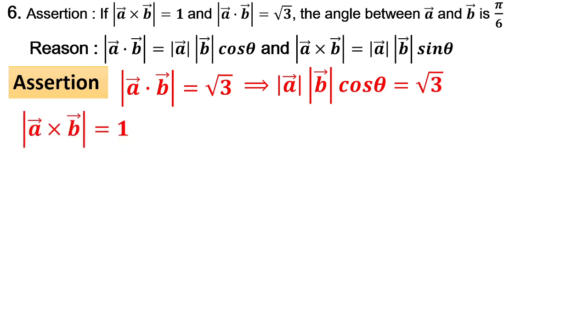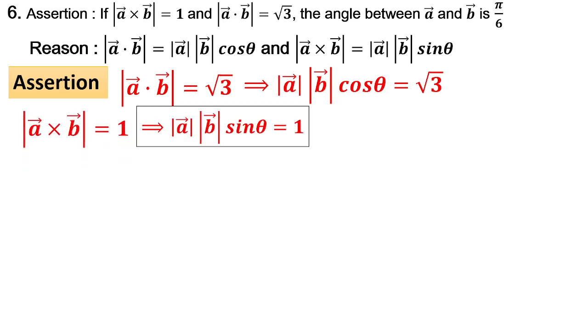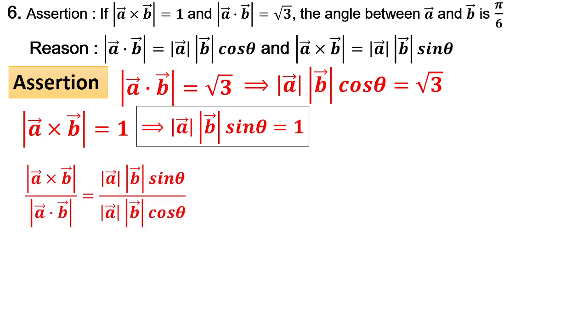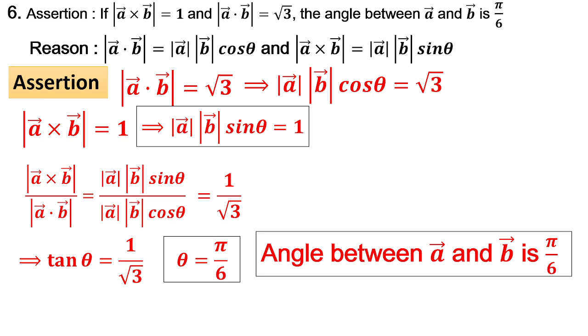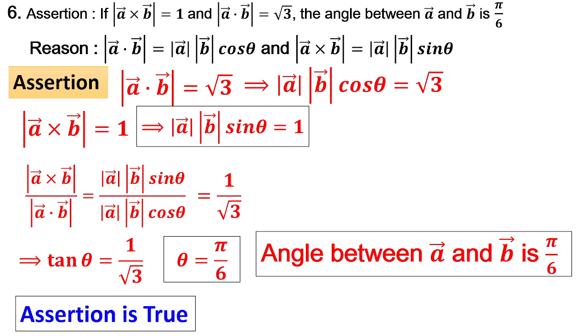Magnitude of A cross B is given as 1. Therefore, AB sin theta is equal to 1. Let us divide them. When I divide, I get tan theta is equal to 1 by root 3. Therefore, theta is pi by 6. The angle between them is pi by 6. Therefore, the assertion is true. Let us go to the reason now.